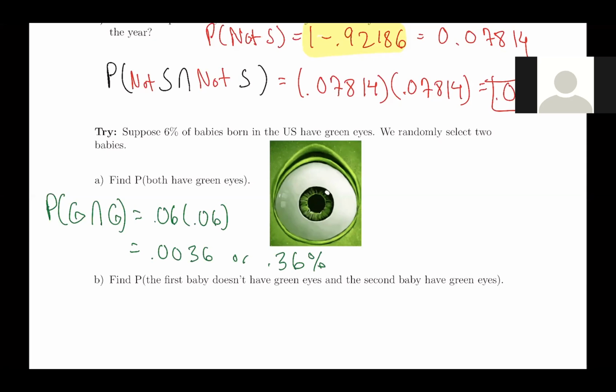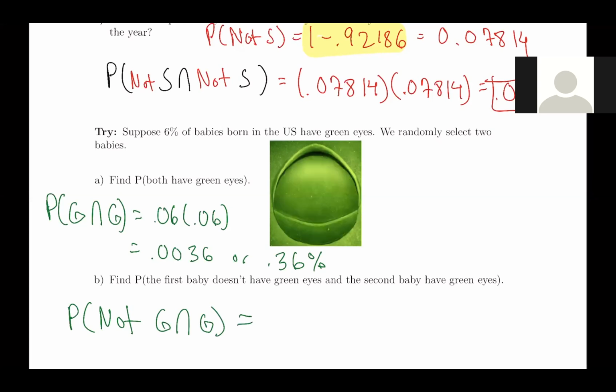All right, and that's it for A. Any question on how to do A? All right, so let's do B. If you look at the problem, it said the first baby doesn't have green eyes and the second baby has green eyes. So for the first baby, we put not green, and the second baby has to have green eyes. If I want the first baby not to have green eyes, what's the percentage that it won't have green eyes?